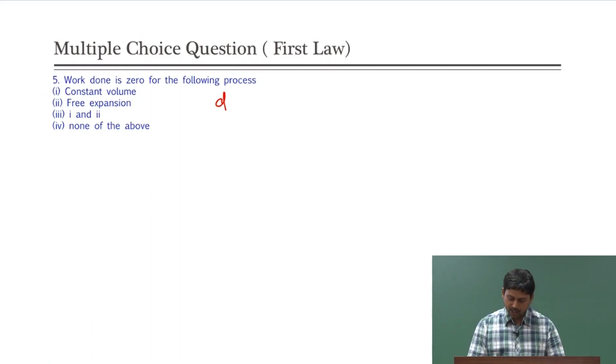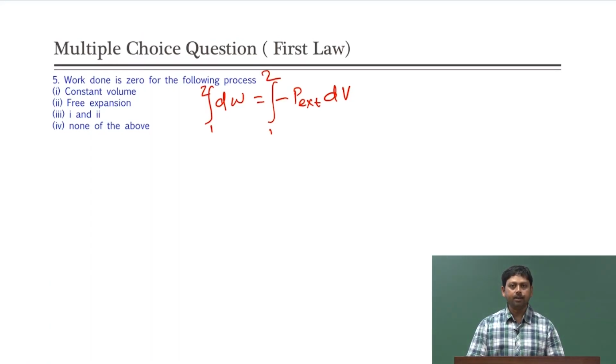You remember that for free expansion dW is, or for any case, the definition of work is integration of this particular quantity. Work done for going from one step to another step is minus P external dV. It is the external pressure against which the system expands or contracts, giving rise to some work done.